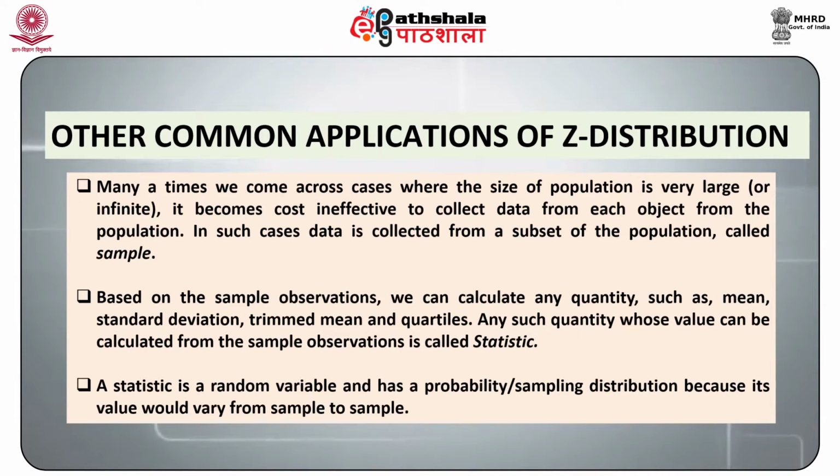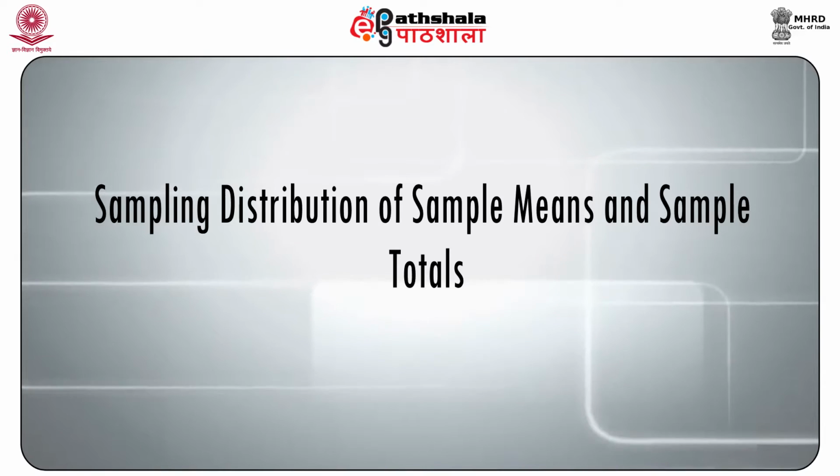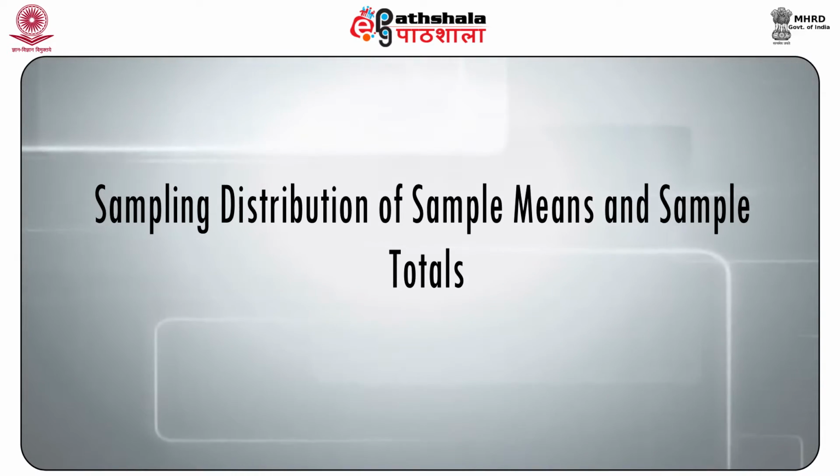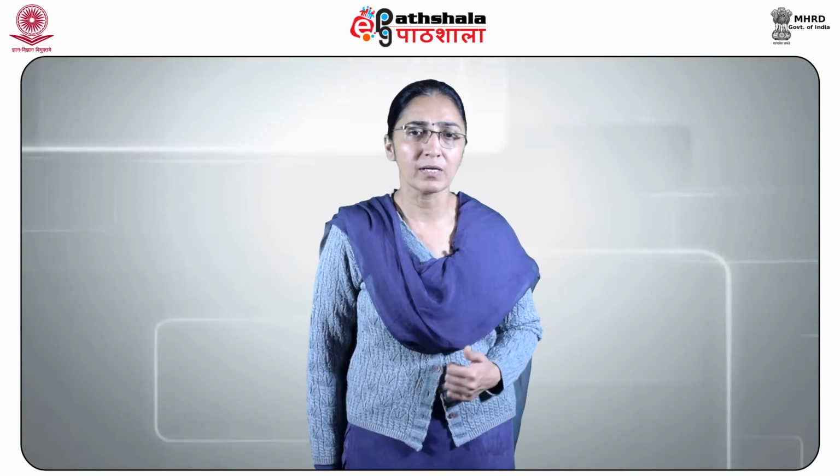A statistic is a random variable and has a probability sampling distribution because its value would vary from sample to sample. Further, how a sampling distribution of any particular statistic would look like depends inter alia on the distribution of the population from which the samples are taken. Sampling distribution of sample means and sample totals. If the population under consideration is normally distributed, on the basis of the results derived from sampling distribution of sample mean and sample totals, we can use standard normal variable to compute probabilities and areas under the sampling distributions.